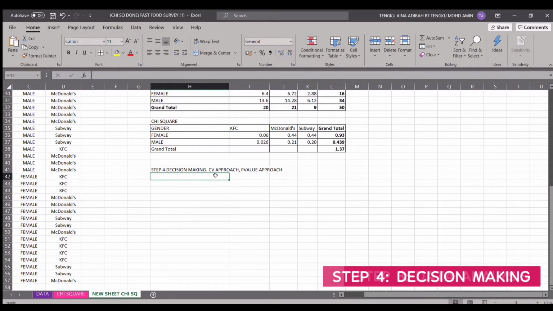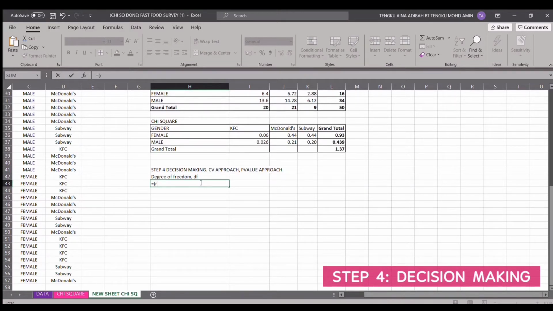In this chi-square method, they don't provide the direct list of the CV approach and p-value approach. I mean, they did not provide the value of the critical value and the p-value directly. So to find the critical value, first we have to use the formula of degree of freedom, also known as DF. The formula would be R minus 1.